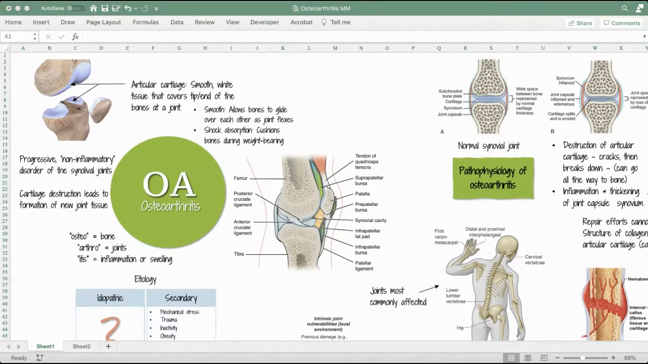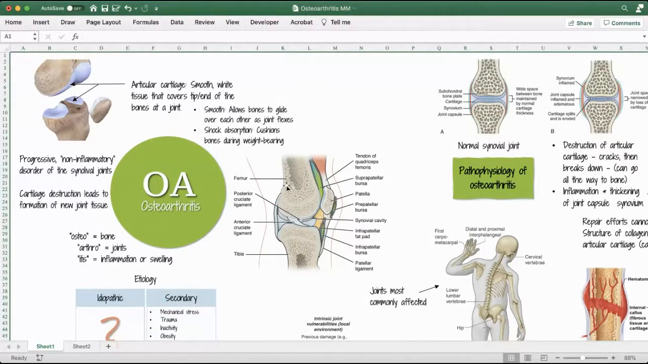OA or osteoarthritis shouldn't be too heavy. It's a little bit of a lighter week all around, which is awesome. So we should be able to get through it fairly quickly. And then if you guys have any questions, you can let me know.